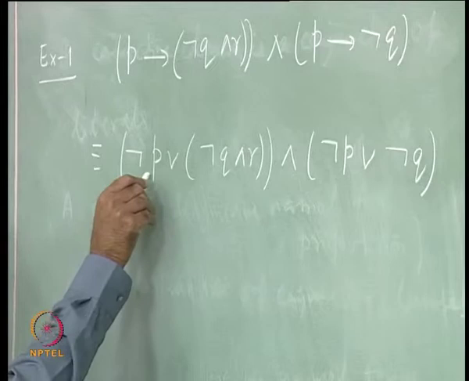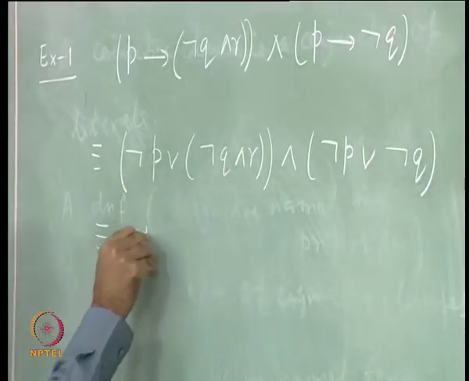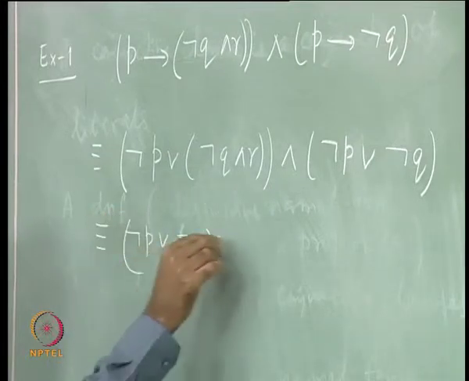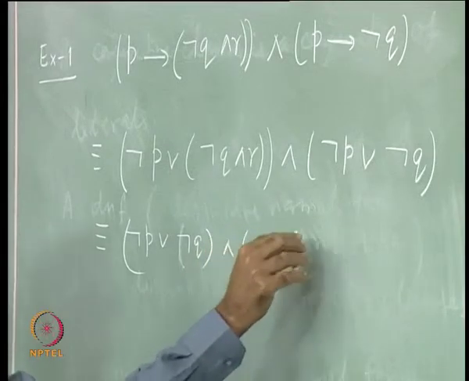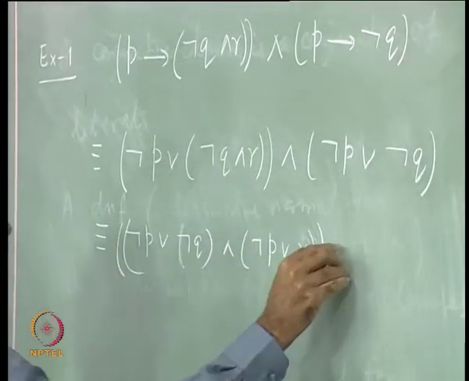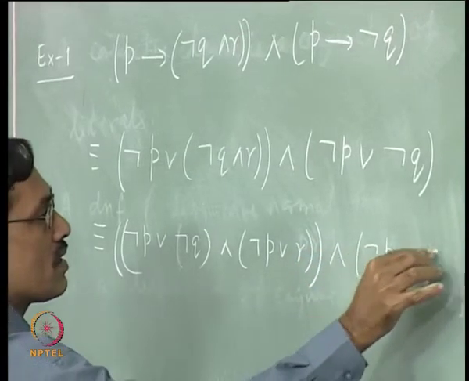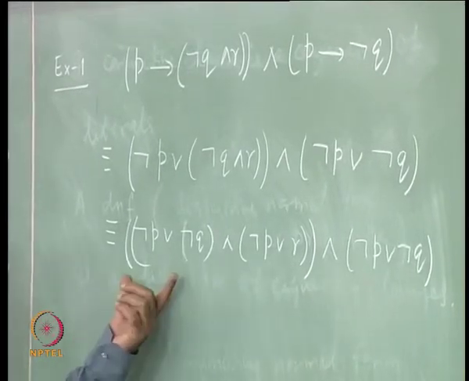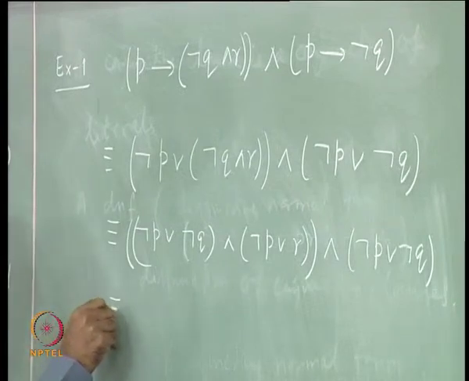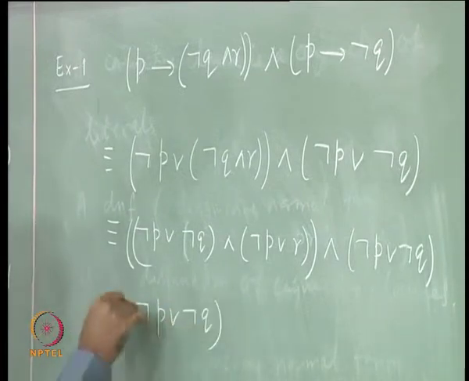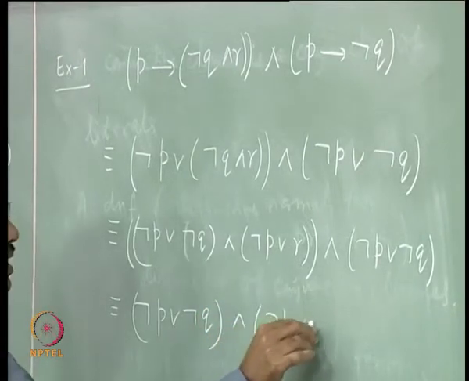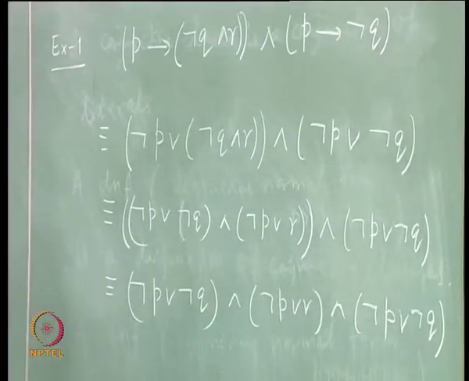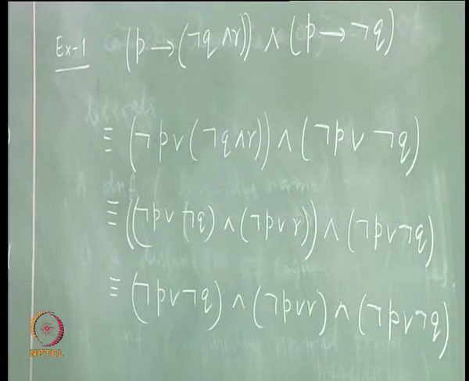So, now this not P when distributed over this gives not P or not Q and not P or R and not P or not Q, fine. So, due to associativity we can forget the brackets. So, we just write it as not P or not Q and not P or R and not P or not Q. Fine.